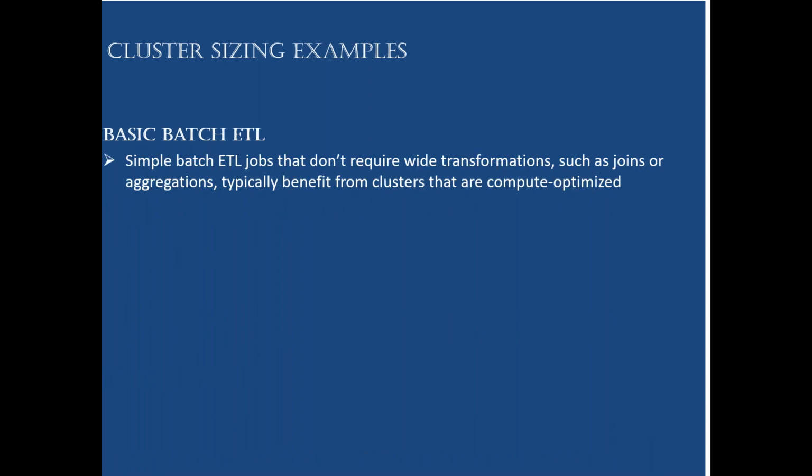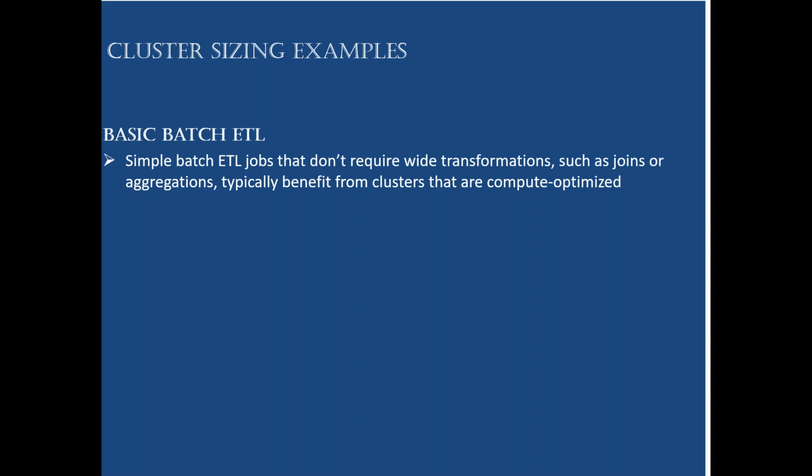Basic batch ETL: simple batch ETL jobs that don't require wide transformation. What is wide transformation? Wherever data shuffling is required, like join, repartition, group by, reduce by, all these are wide transformations. What is narrow transformation? Filter, select, with column, all these are examples of narrow transformation. But I see nobody remembers anything.